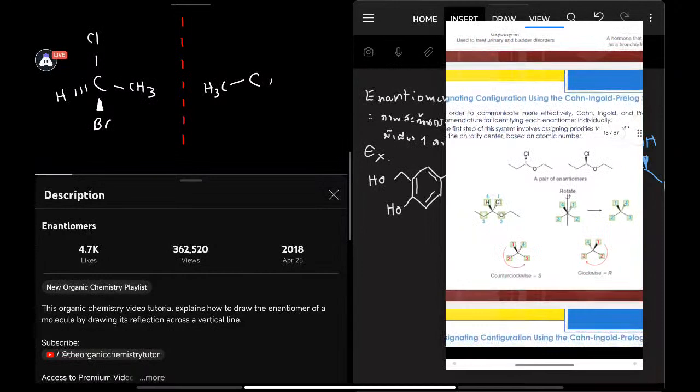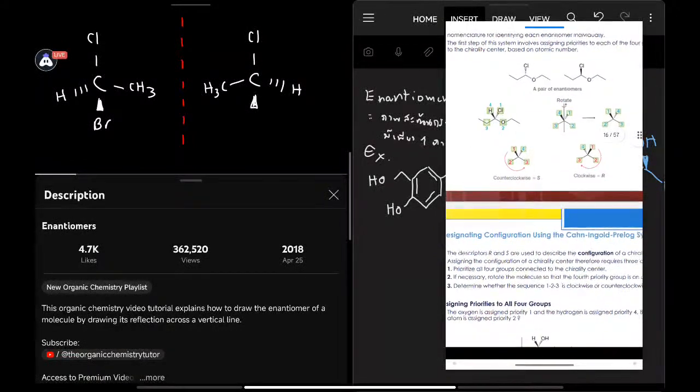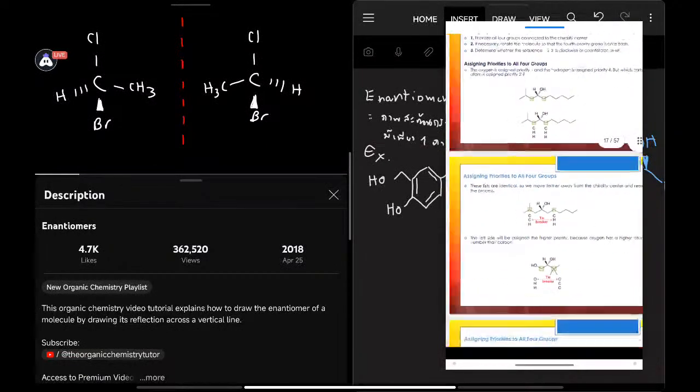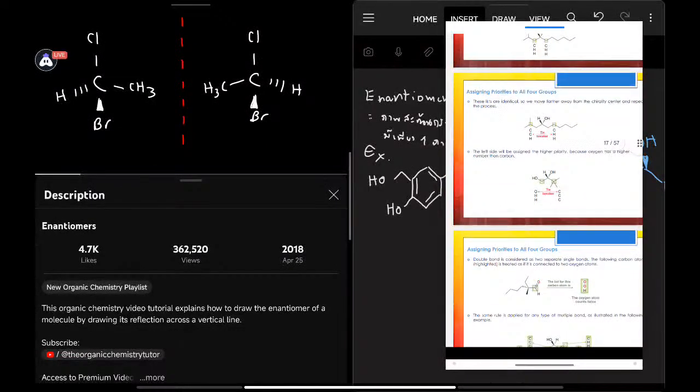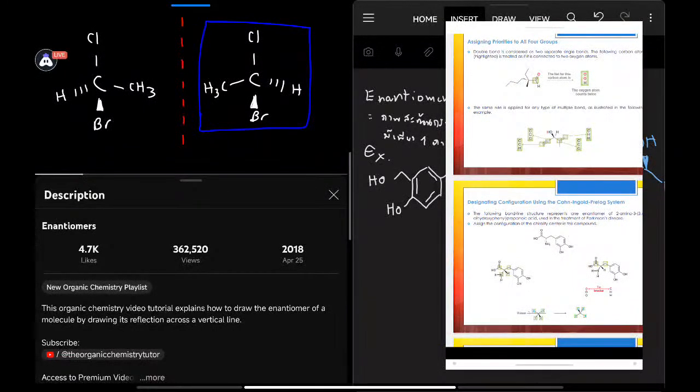And then we have a hydrogen atom in the back, a chlorine atom at the top, and a bromine atom at the wedge. So that's how you can draw an enantiomer of a molecule. You simply need to draw the mirror image of that molecule.